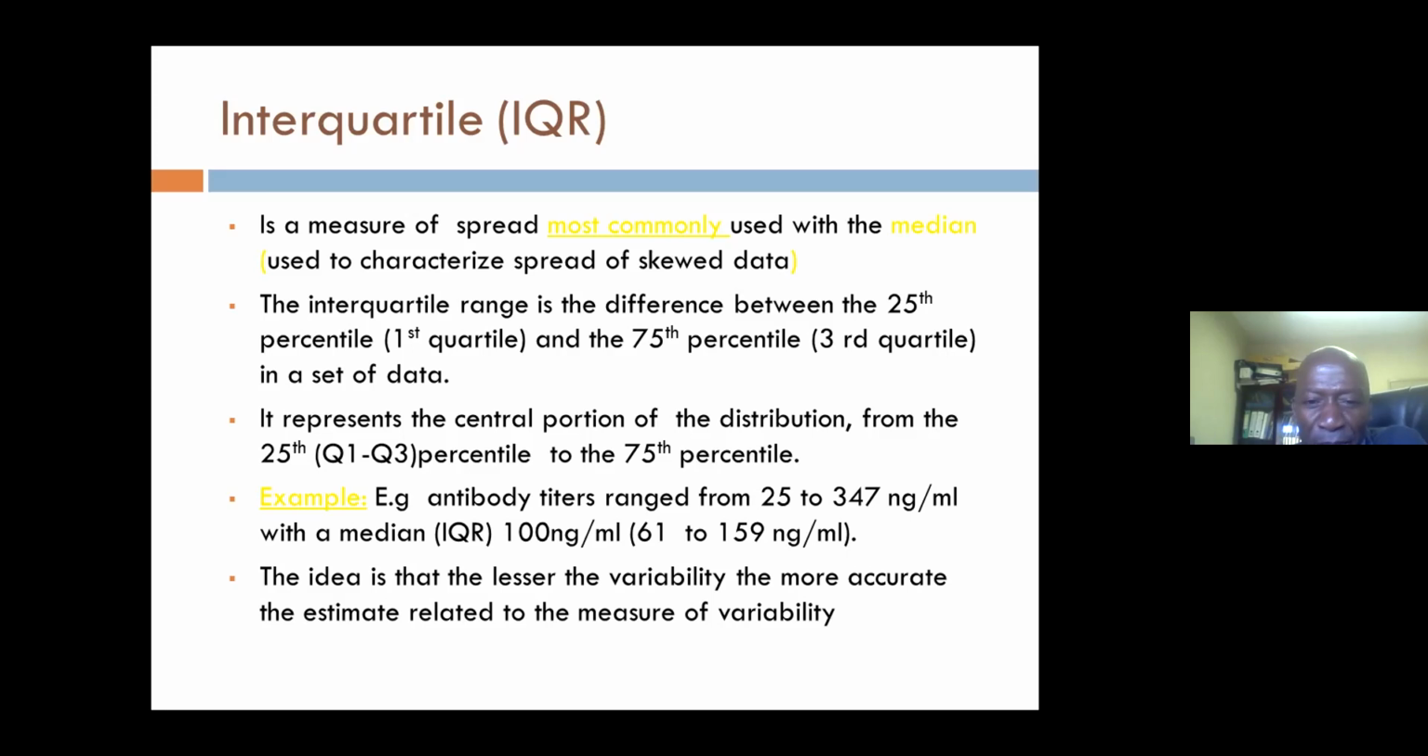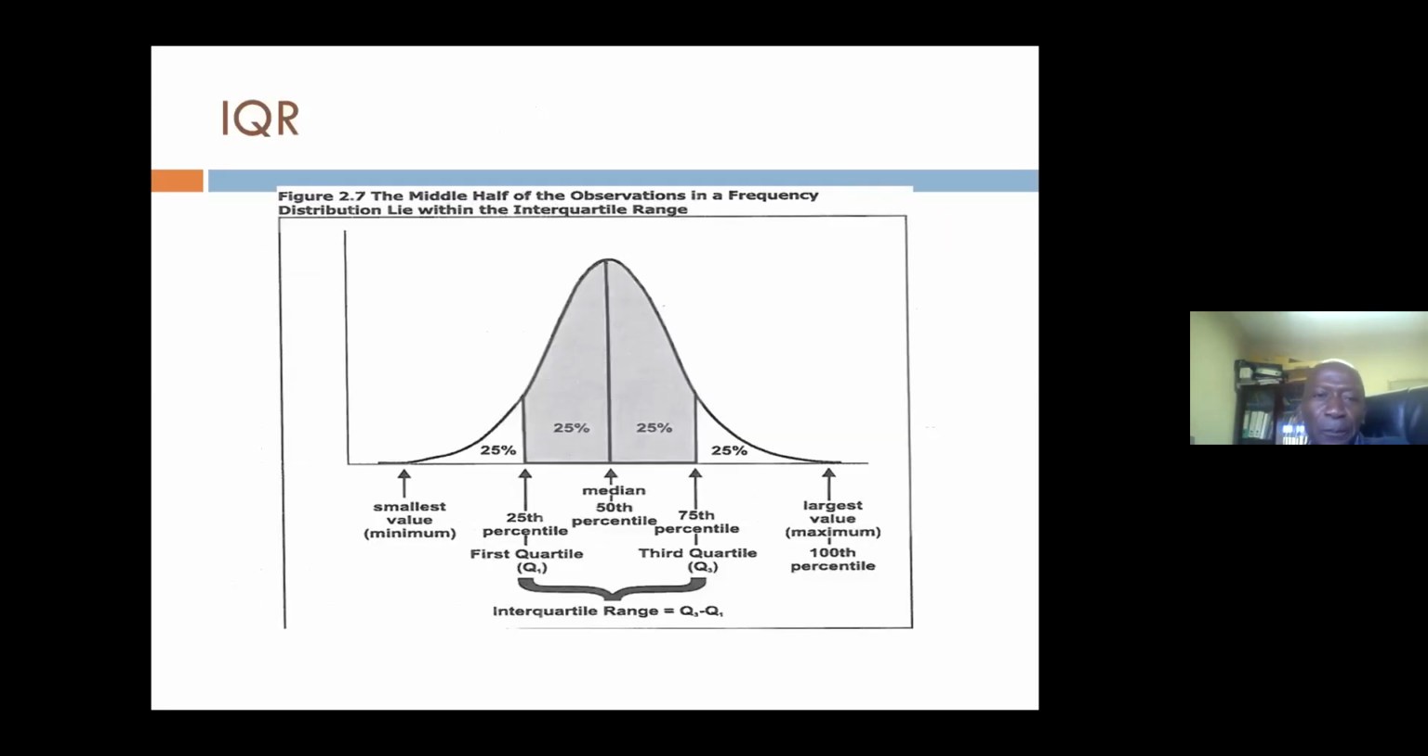For example, antibody titers range from 25 to 345 nanograms, with a median of 100 and an IQR of 61 to 159. The idea is that the lesser the variability, the more accurate the estimate. So the middle 50% of the observations will have less variability.